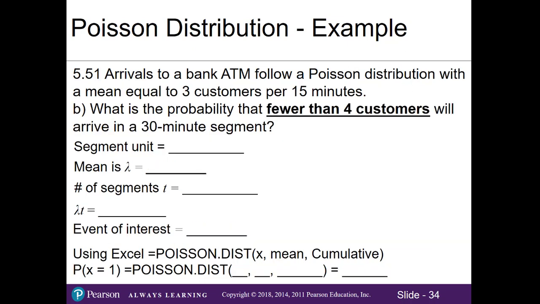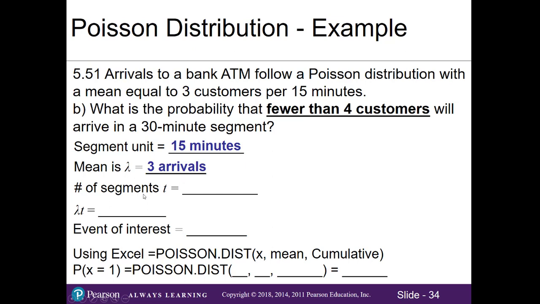What's the probability that fewer than 4 customers will arrive in a 30-minute segment? So we have to dissect again. The segment unit, according to our story, is still 15 minutes. That did not change. So you have to go back to the original story. 15 minutes is our segment definition. The mean is still 3 arrivals or 3 customers. That hasn't changed. That's our setup.